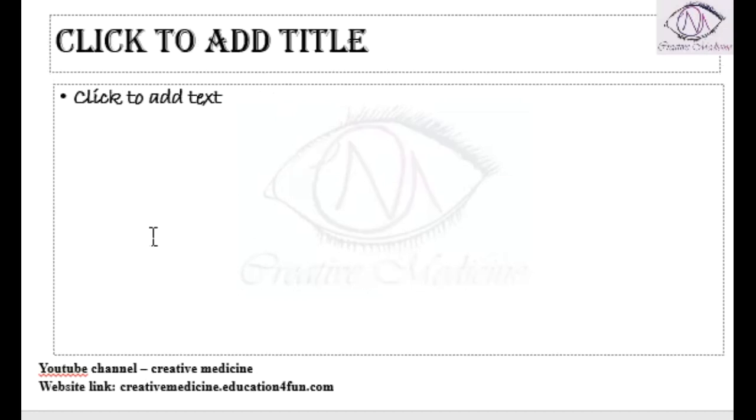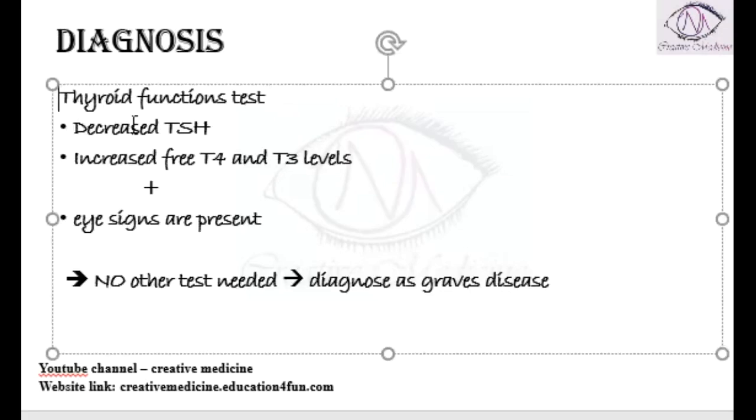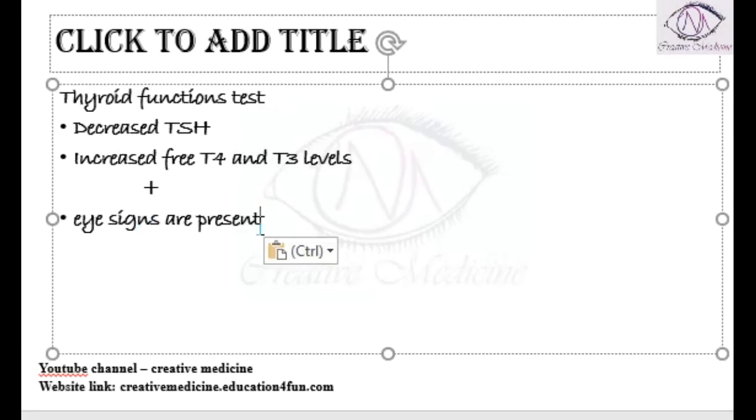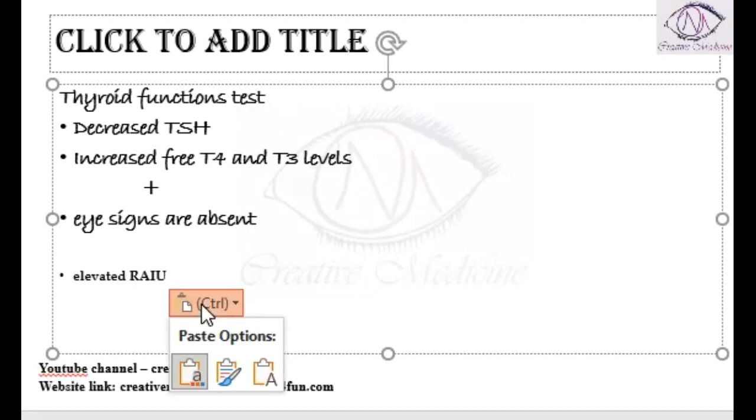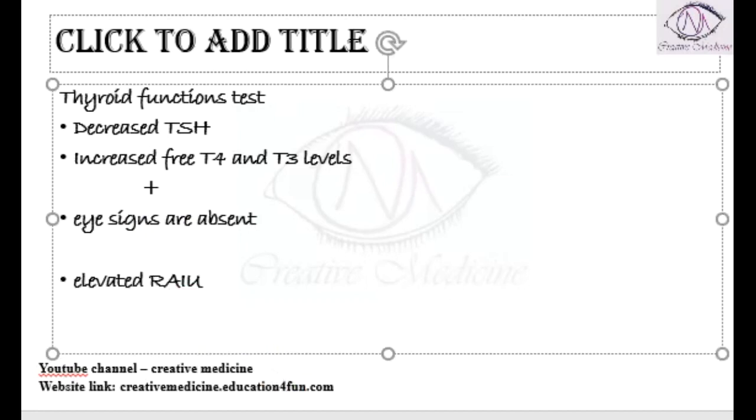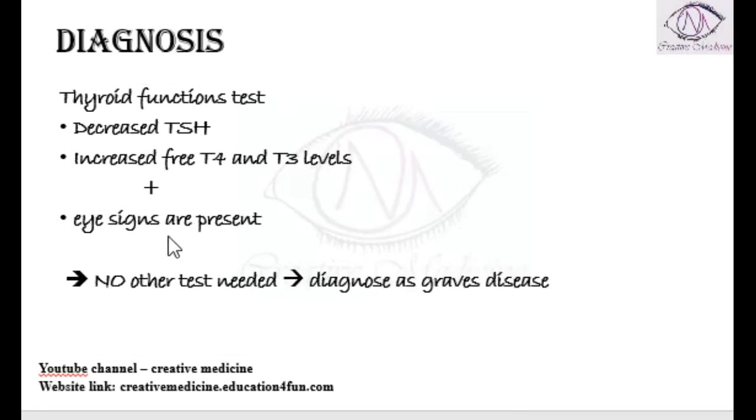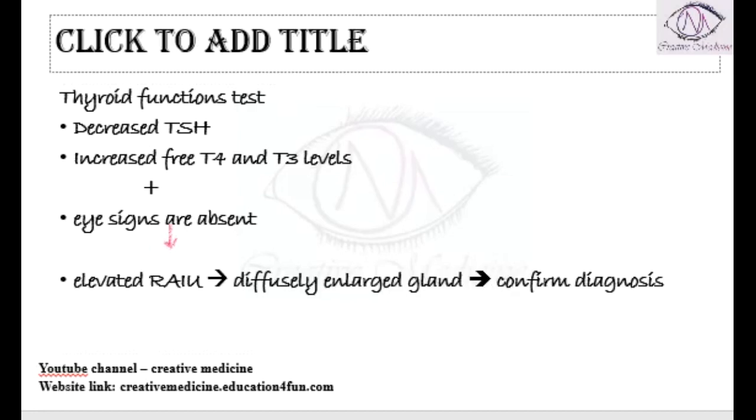Now, if the thyroid function test shows decreased TSH and increased T3 and T4, but eye signs are absent, then you should do a radioactive iodine scan. In the radioactive iodine scan, you will see a diffusely enlarged thyroid gland, and this diffusely enlarged thyroid gland will confirm the diagnosis in this case. So if thyroid eye signs are present, then no test is needed. If eye signs are absent, then you should do a radioactive iodine scan.